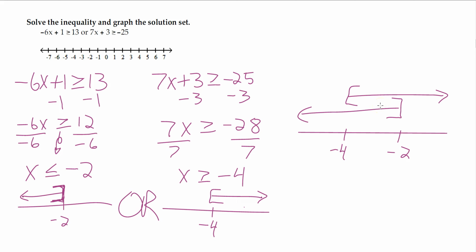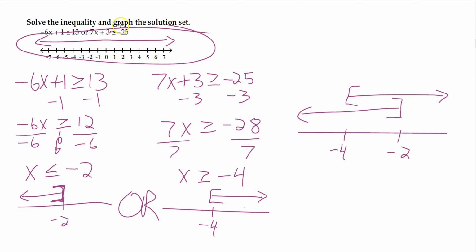So the final answer to an OR, a union of inequalities, would be all of the points on the number line that are either covered by one inequality, the other inequality, or both. And in this situation, every single number on the number line is either less than or equal to negative 2 or greater than or equal to negative 4. So our answer on a number line would be, in fact, the whole thing.